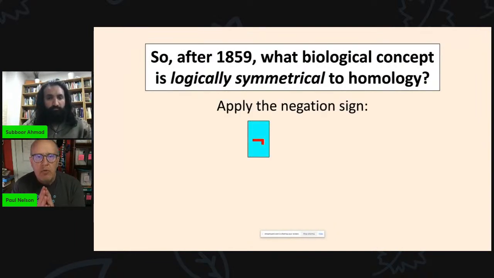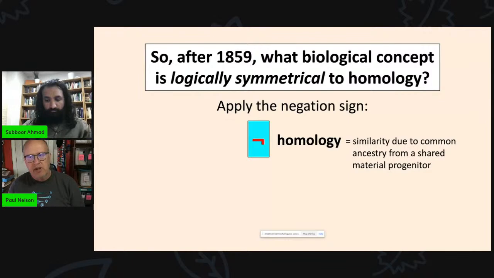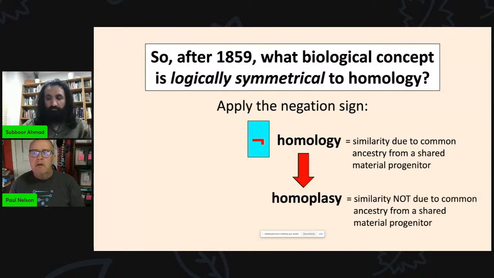So what are we going to do now? We're going to put a negation sign in front of homology to see if we can get a clear picture of its logically symmetrical or contrastive concept. So there's our negation sign in red in front of homology. Similarity due to common ancestry from a shared material progenitor. The negation sign gives us homoplasy, which is the technical term within systematics for similarity not due to common ancestry from a shared progenitor. Now, homoplasy is, in a sense, the enemy of phylogenetic reconstruction, that is, attempting to reconstruct the history of life, because it gives you misleading signals.